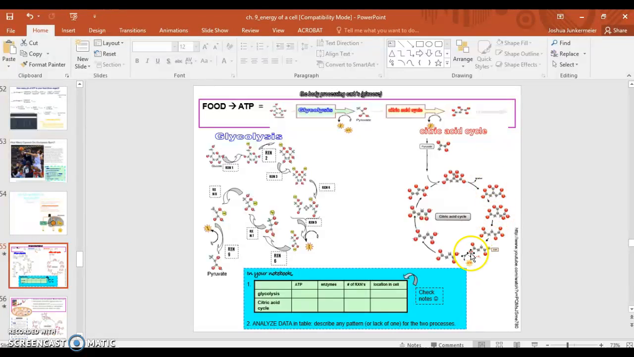And looking at the citric acid cycle, how much ATP is produced? You have to double it because remember there are 2 pyruvate, even though it only shows 1. So however many you count for ATP, you have to multiply it by 2 right here.